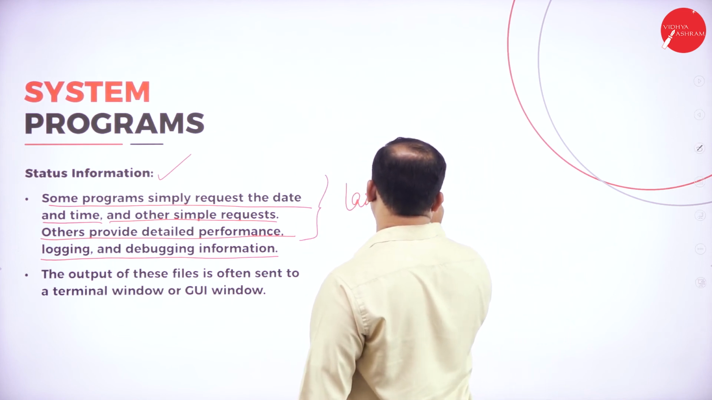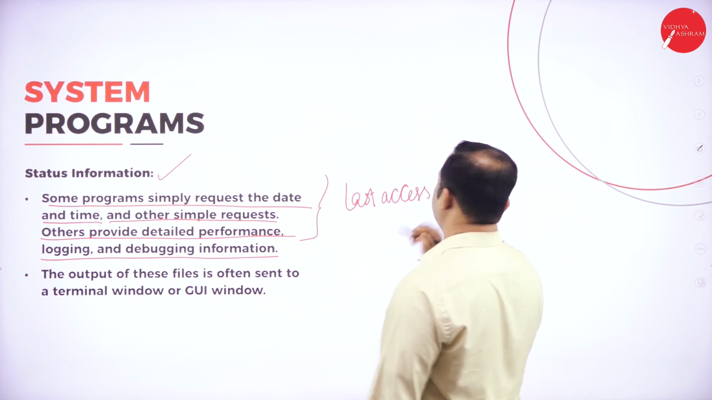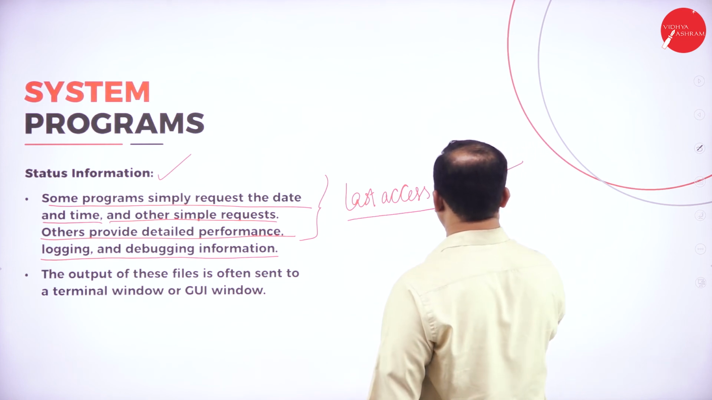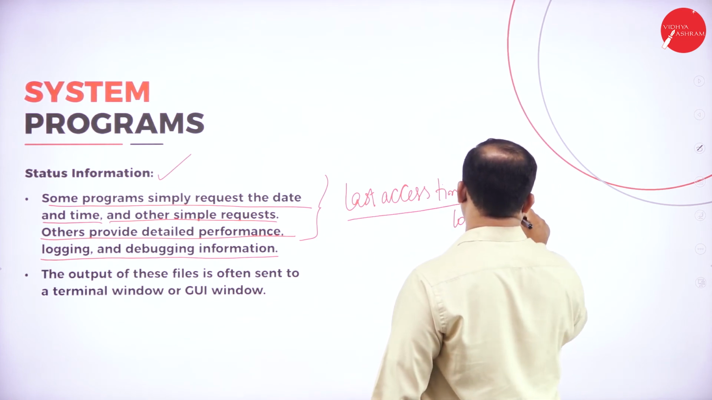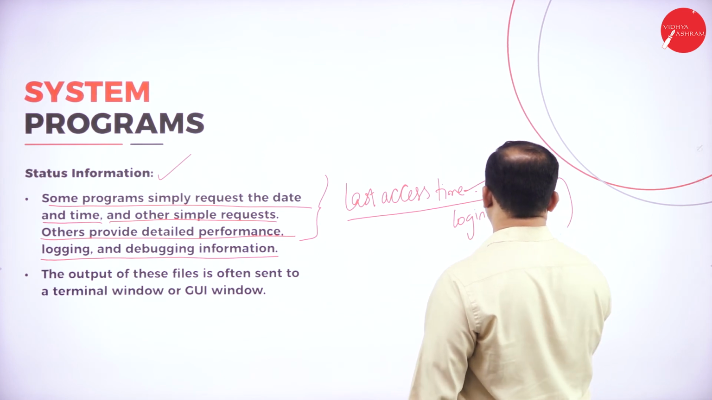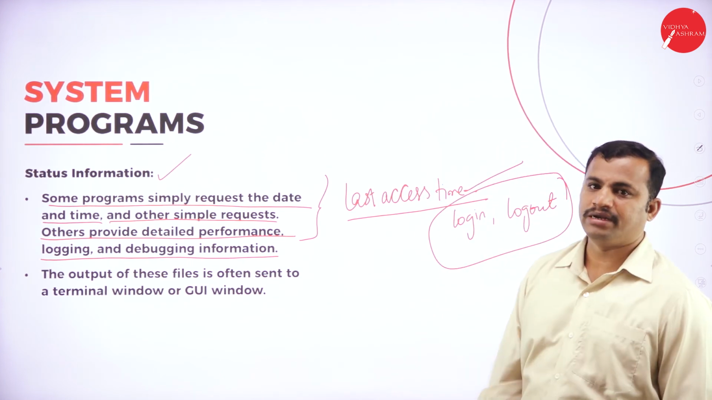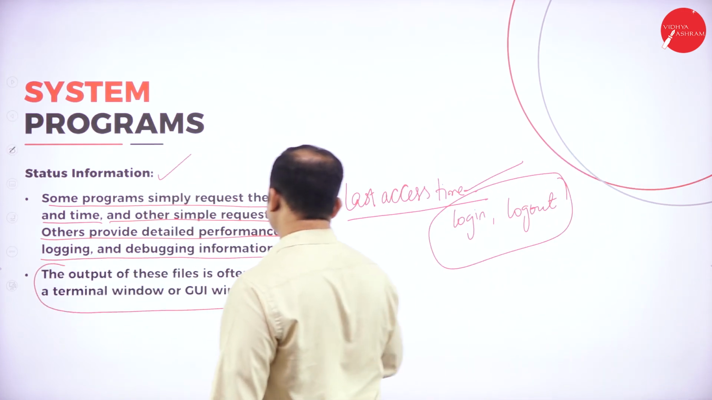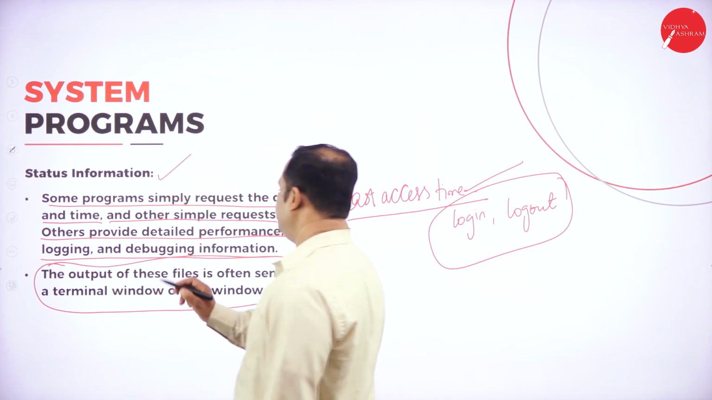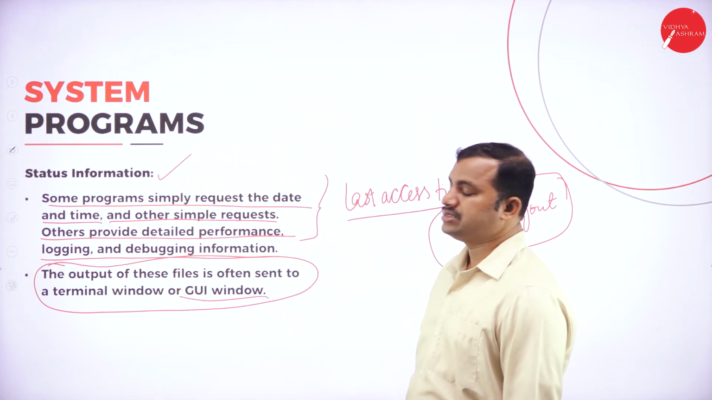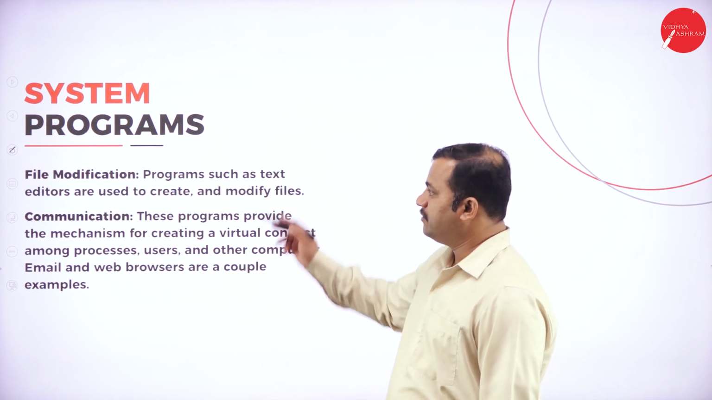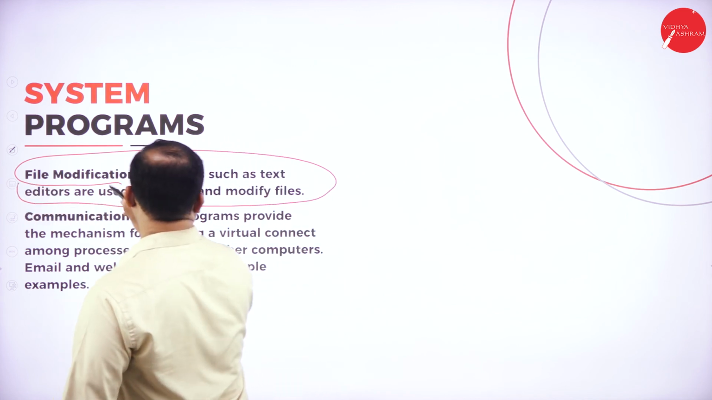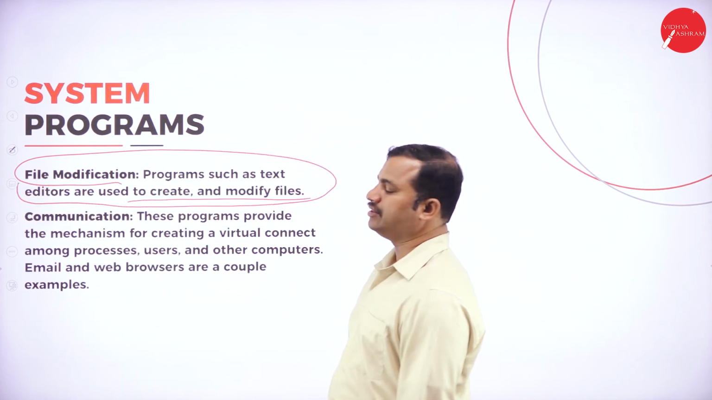The last access time. What is the time of access? What is the time of login and what is the time of logout? All these are types of information maintained by the operating system, that is, status information. The output of these files is often sent to a terminal window or GUI window. Then we have file modification, as I have already told you, such as editors and debuggers, which are used to create and modify files.